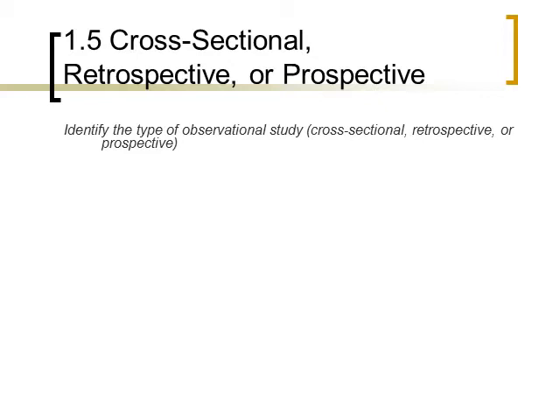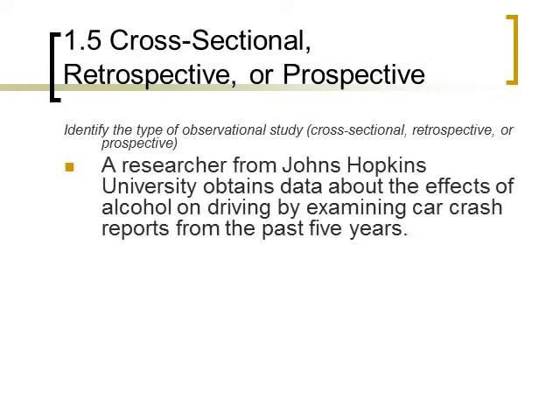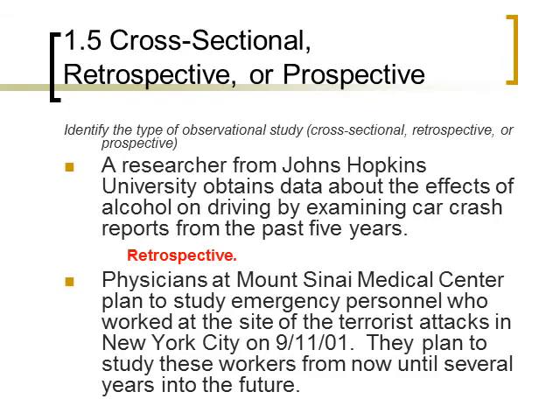Here we want to identify the type of observational study, and recall that there are three types. It can be cross-sectional, which is data collected at one single point in time, or it could be retrospective from the past or prospective from the future. A researcher from Johns Hopkins University obtains data about the effects of alcohol on driving by examining car crash reports from the past 5 years. So since this person is collecting data from the past, this is an example of a retrospective observational study.